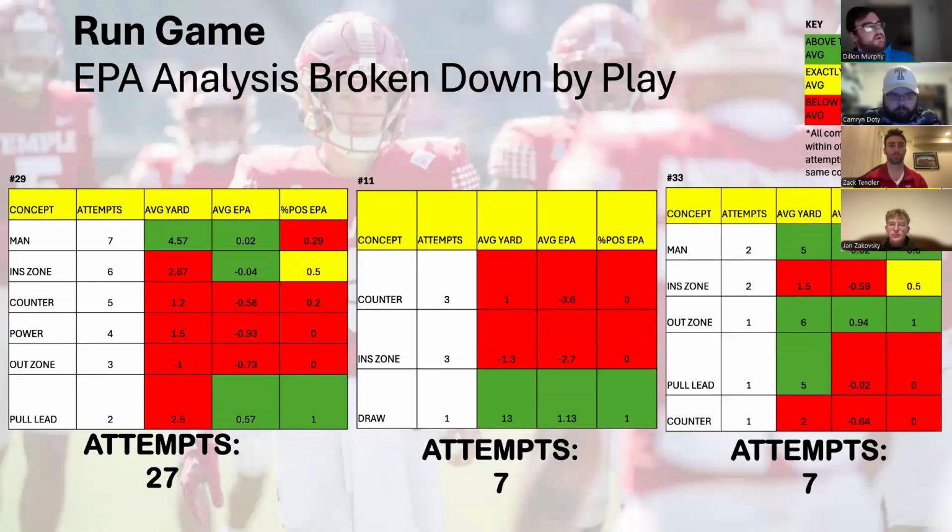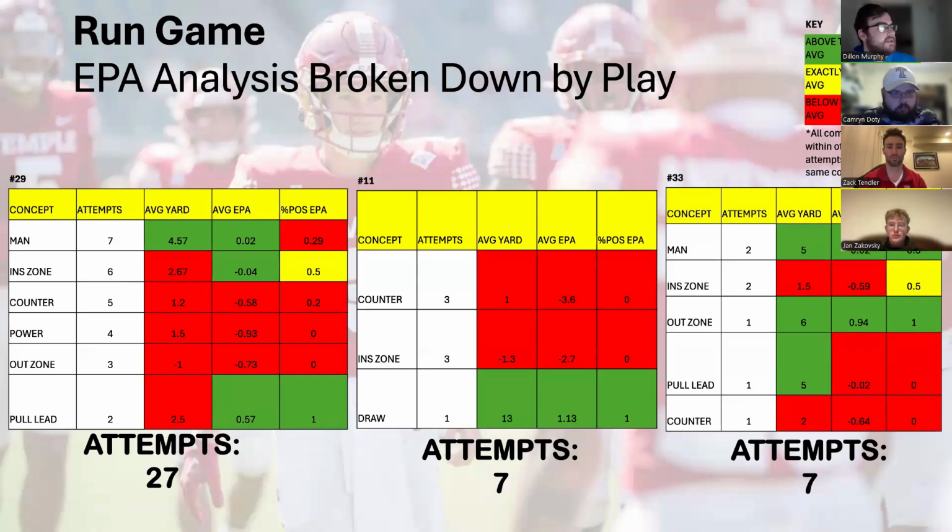Moving on to number 29, who had almost the exact amount of runs as number 16, he had negatives in every single row. Whether it be average yard, average expected points added, or percentages, he was below average in every one of those, even though he and 16 were getting the same amount of rushes. So we saw there was an immediate difference there.